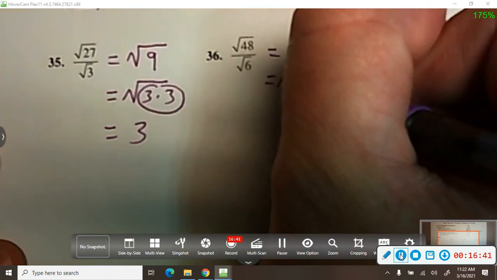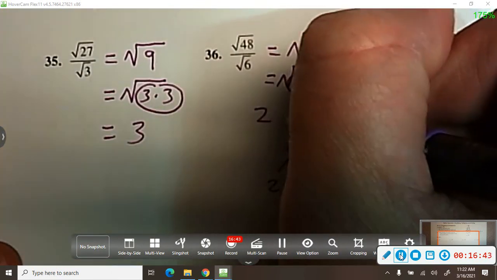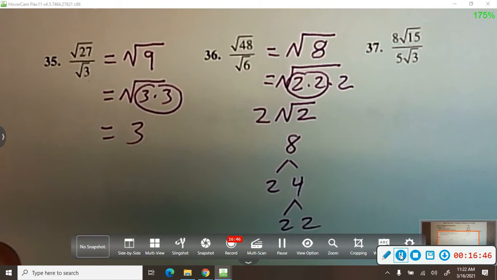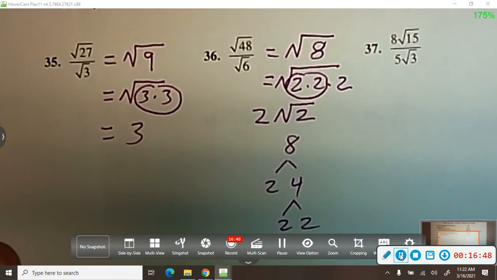1, 2 comes out. 1, 2 stays inside. I have this one memorized. Anytime I see square root of 8, I put 2 square root of 2. It is always going to be 2 square root of 2 for square root of 8. Okay?